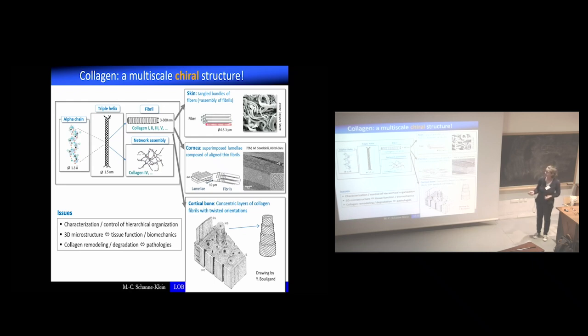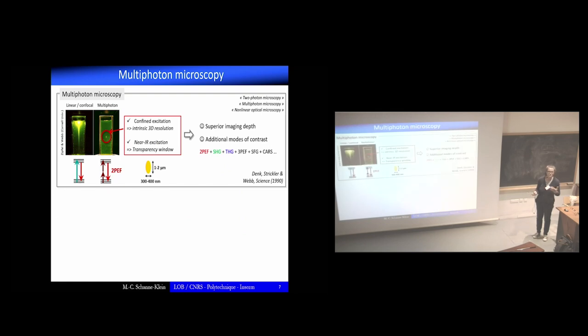To do that, we use multiphoton microscopy. It has already been introduced by Valentina this morning. Just briefly, in usual confocal microscopy, excitation is provided by 1 blue photon, while in multiphoton microscopy, we have 2 red or IR photons. This process occurs only when the intensity is high enough, so only within the focal volume, so that will result in an intrinsic 3D resolution.